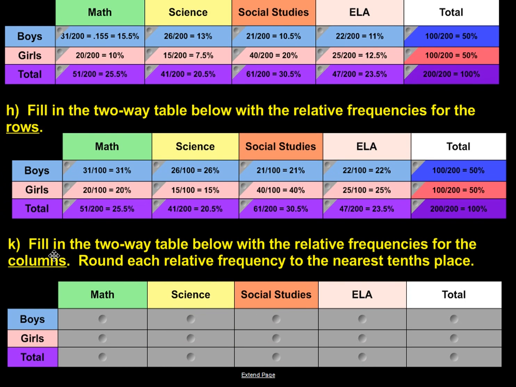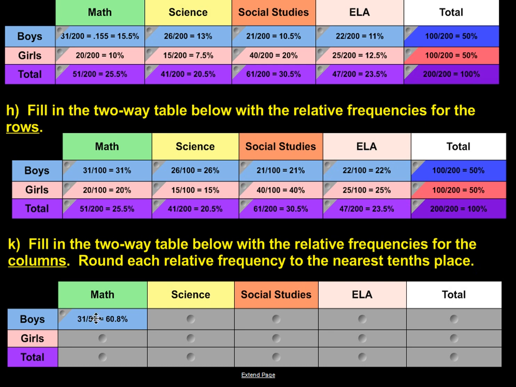Now we'll move on to K. Fill in the two-way table below with the relative frequencies for the columns. So now we're looking at up and down, vertical. So for math, it still stayed 31, but the total for the column was 51. So now we're dividing by 51.